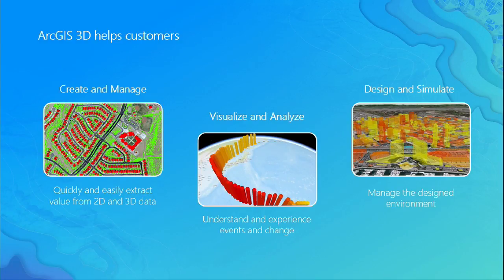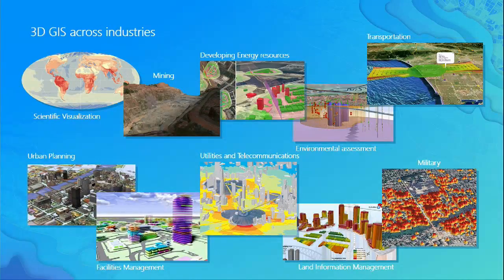And so we're seeing 3D capabilities being used in many different industries within GIS. Whether you're working in scientific visualization or the mining industry, developing energy resources, or assessing your environment, whether you're working in the field or in the back office, 3D is providing you with a variety of different capabilities to better view, visualize, analyze and work with your data. So a number of industries are utilizing this capability in a variety of ways.